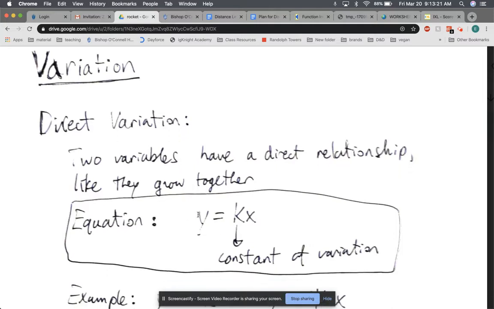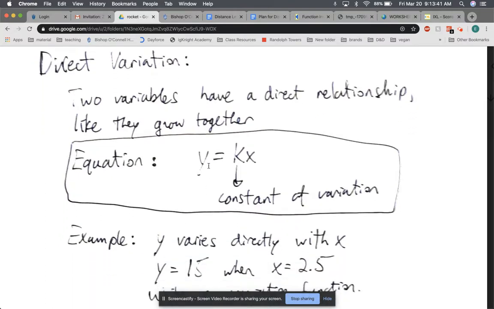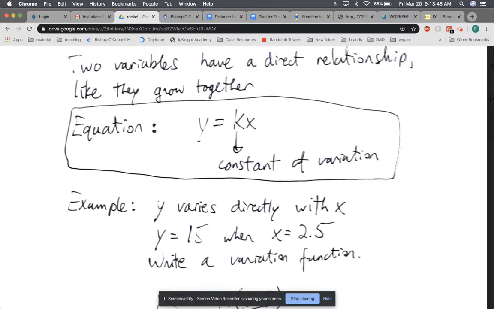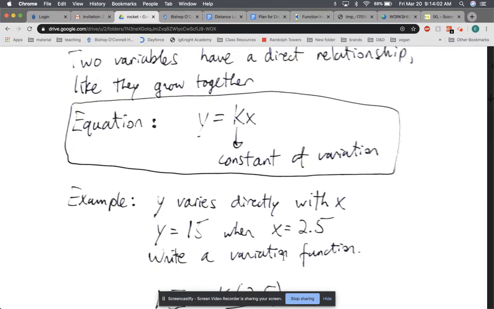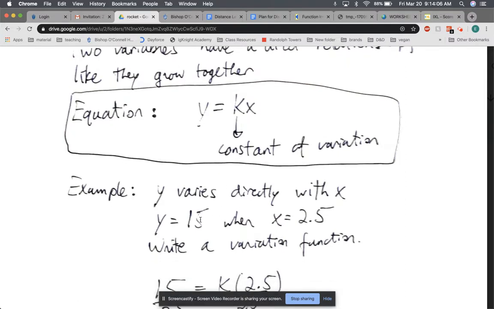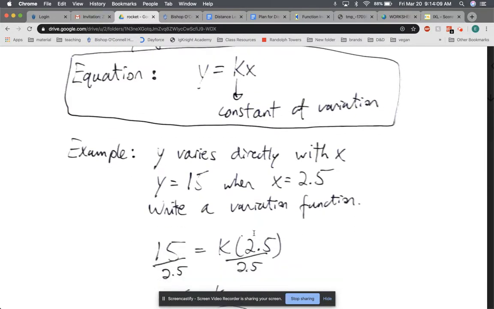And the equation for that is you have the first variable, in this case y, equals the second variable on the other side of the equal sign, and there has to be a k, which is the constant of variation. So a very simple equation. An example of that is if you're told y varies directly with x, and y equals 15 when x equals 2.5, all you have to do to write the variation function is figure out k, because we always write equations as y equals something with x, right? So this is super easy because you just have to figure out what k is, and if we know what x and y are, it's just a simple algebra problem.